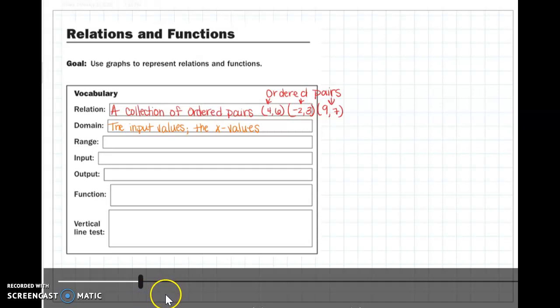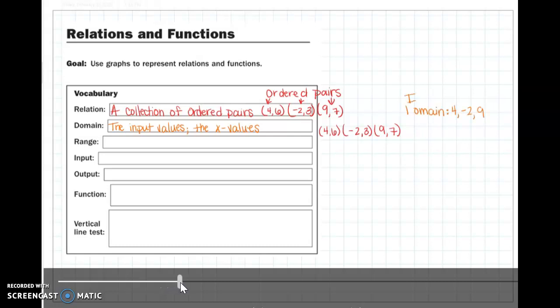So we're going to use those 3 ordered pairs again. We're just going to identify the X values of those 3 ordered pairs. So I'm rewriting the ordered pairs. We have (4, 6), (negative 2, 3), and (9, 7). Now, the domain of this relation is just a list of the X values.